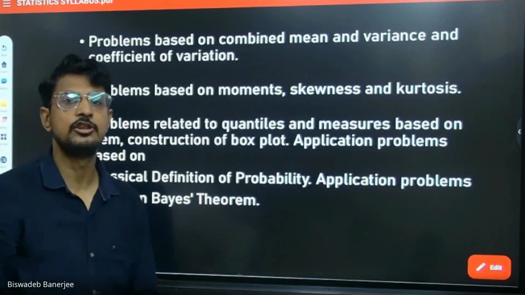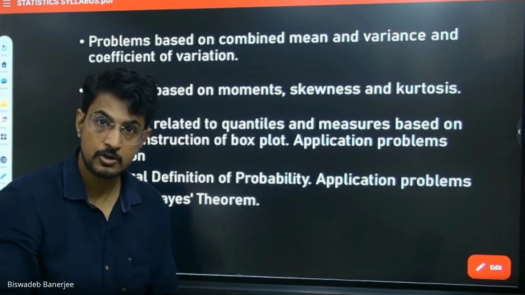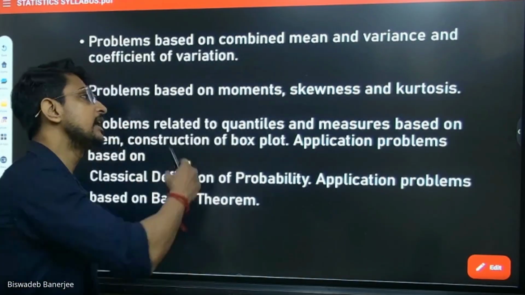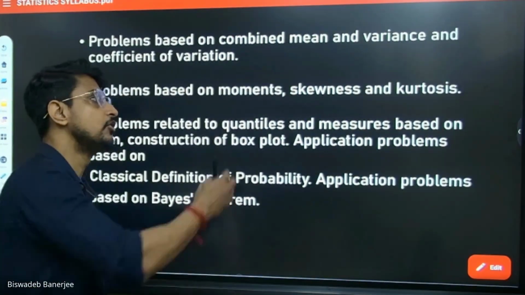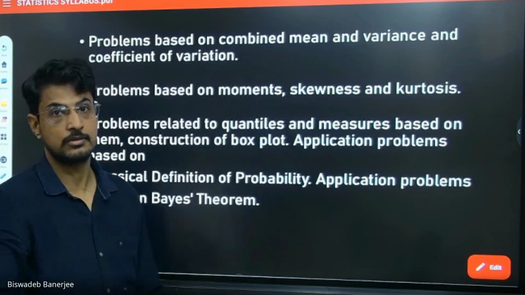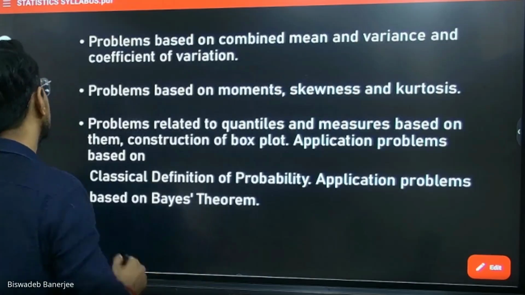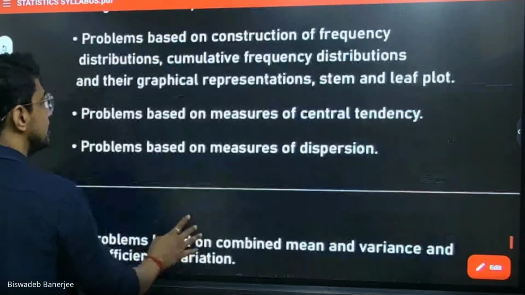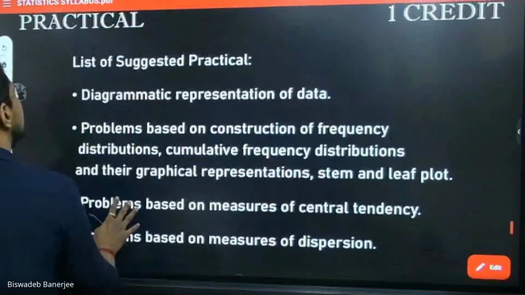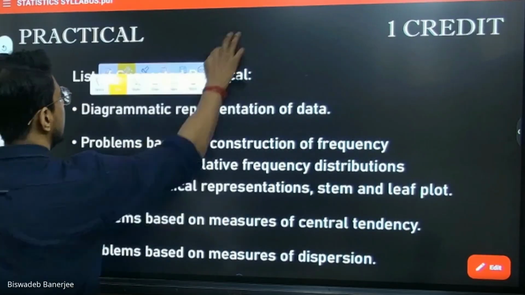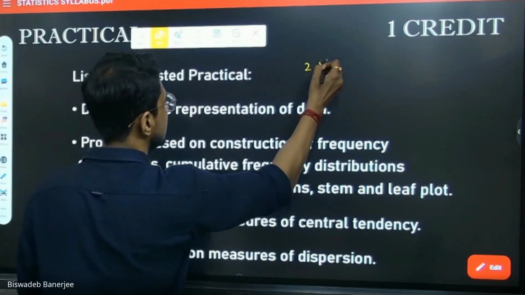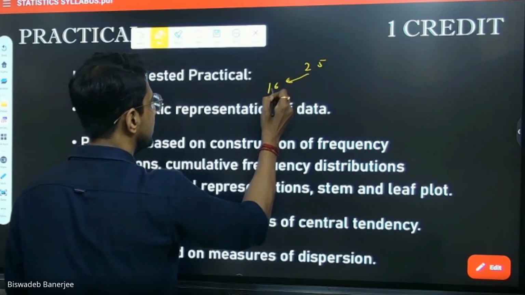And I again repeat, this portion will be covered by college. College will take classes on practical. You have to attend those classes, and college will give you questions from them. This portion contains 16 marks, but as we know, this entire portion has 25 marks. So 16 is from the written exam.